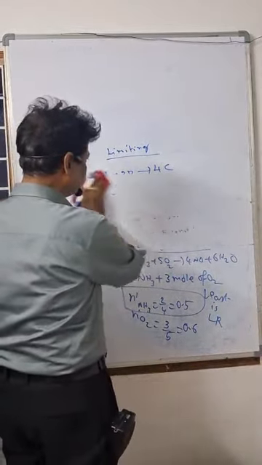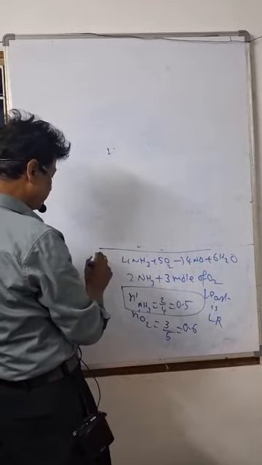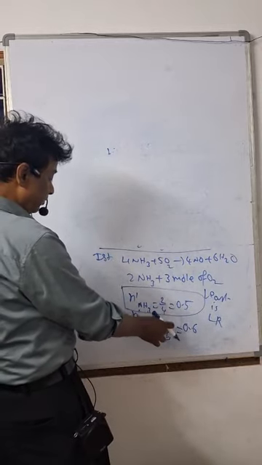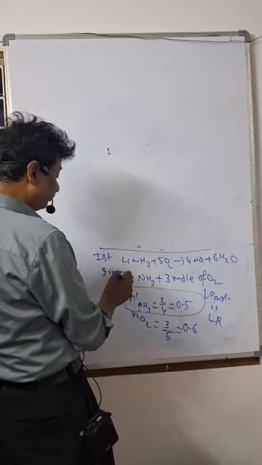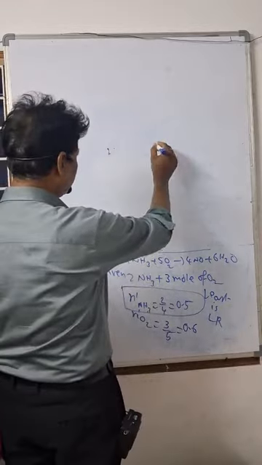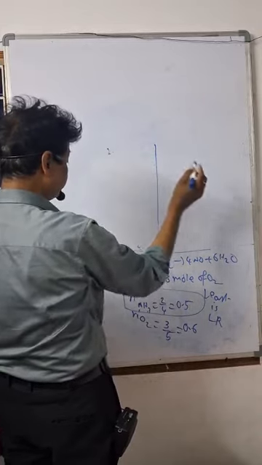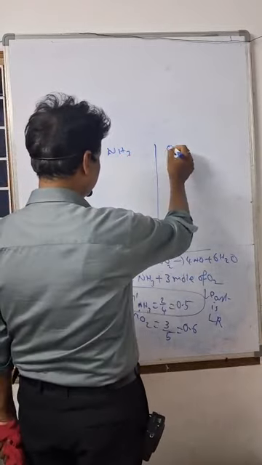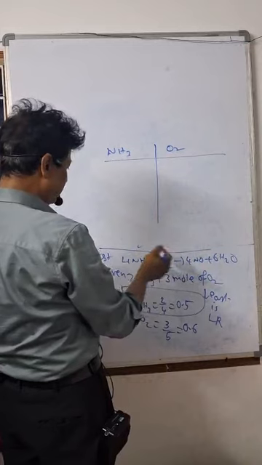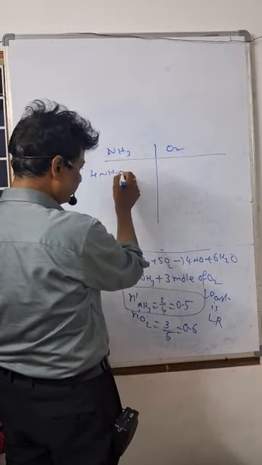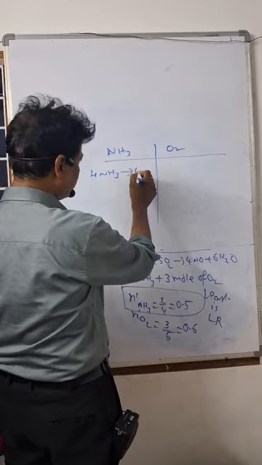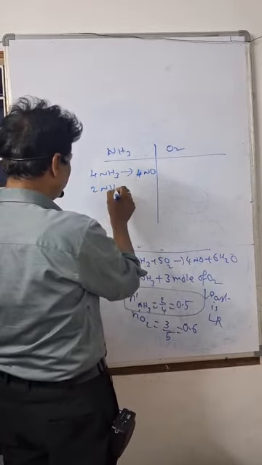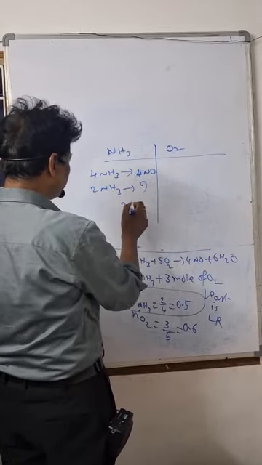Second method: we have to do two calculations. First method, the least one given by equation is the limiting reagent. Second method, do two calculations. Suppose for ammonia: 4 moles of ammonia produce 4 moles of NO. 2 moles of ammonia produce how much? Just 2 moles of NO.